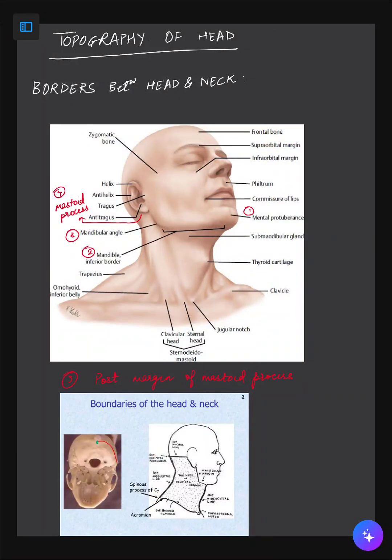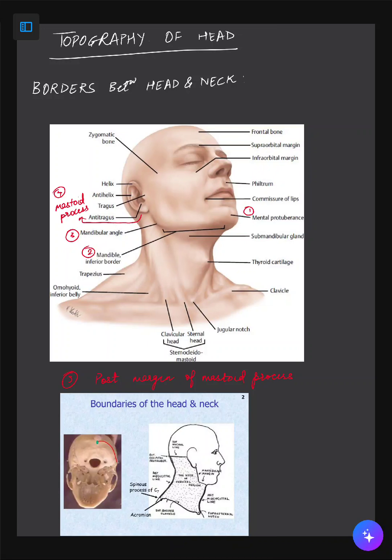Hello everyone. So today we will start the topic of topography of the head. We will have a brief introduction about it: borders between the head and neck, and borders between the cerebral and facial department. So, borders between the head and neck.